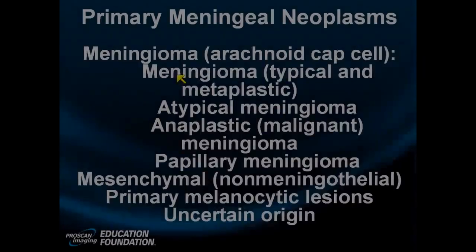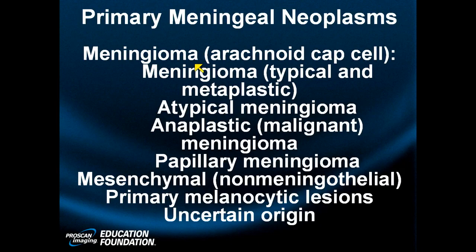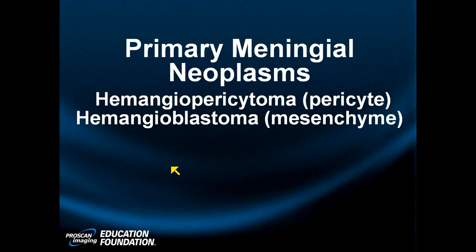All right. Meningiomas form from the arachnoid capsule. It is the most common extra-axial tumor in the adult. There are typical and metaplastic ones. Your job is to stop surgery on the typical ones and prompt surgery on the uncommon atypical ones. The atypical ones can be anaplastic, papillary, mesenchymal, and may have scant elements of melanocytes associated with them, or a melanocytic lesion may simulate a meningioma, which is a rather large problem.